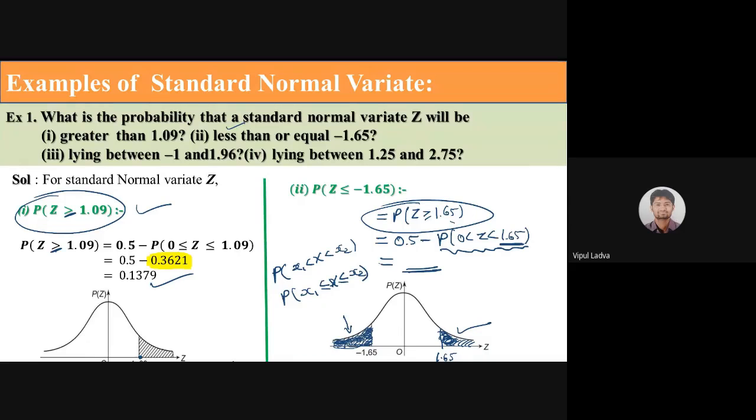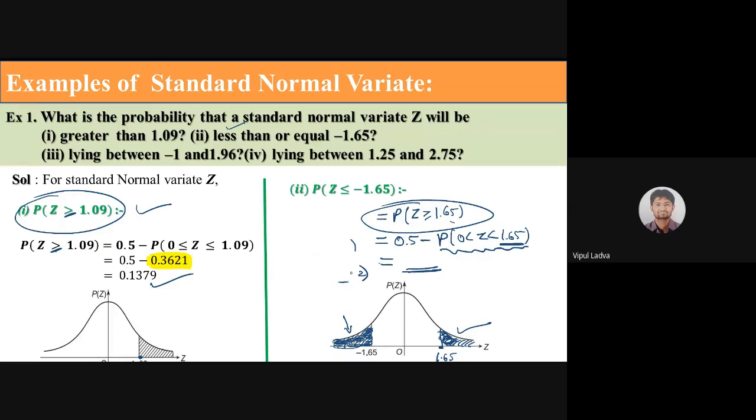Whether to include 1.09, or whether to include 1.65. And when we are dealing with a continuous random variable, the probability of any one fixed value will be near zero, it will be approaching towards zero. So it will make no difference whether I'm dealing with strictly greater than or greater than equals to, strictly less than or less than equals to. If that question was in your mind, I have already answered it, okay.